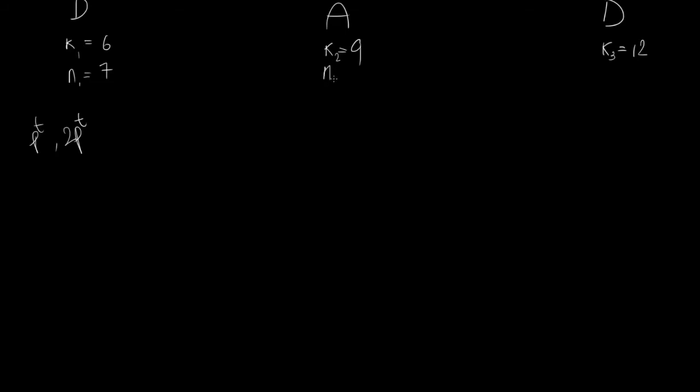Now, n2 is equal to 10. Note that 9 would not work for us, even though 9 is in this form as 3 to the power 2, because we need n strictly greater than 9. And 10 is in the form of 2 times 5, which is 2 times a prime to the power 1. And n3 is equal to 13. Okay, let's erase this.